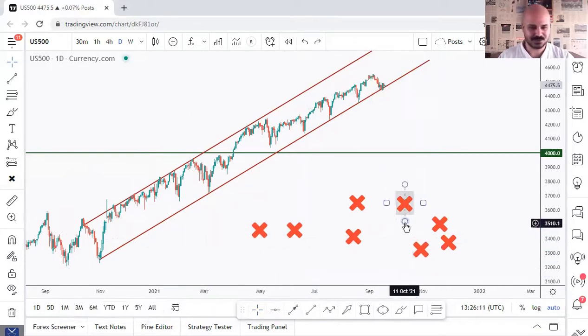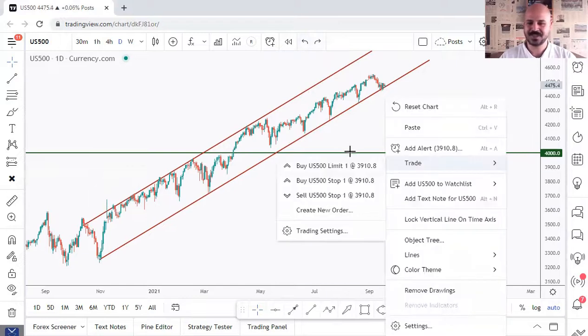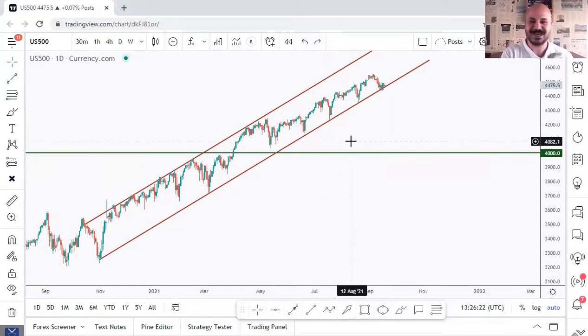So let's Control Z, Control Z, undo, or you can go for this one, and this one for the redo and this one for the undo. Anyway, this is not a video about how to use TradingView. I've made one on how to use TradingView, and you can find it in the channel.